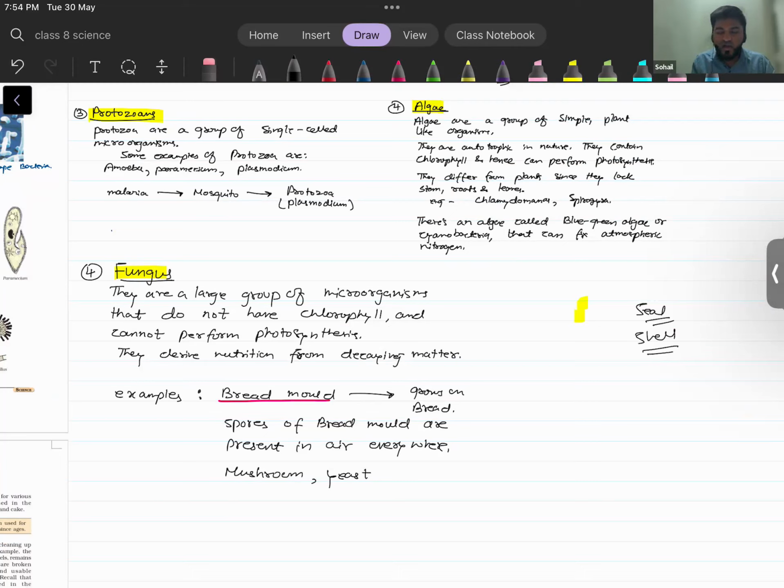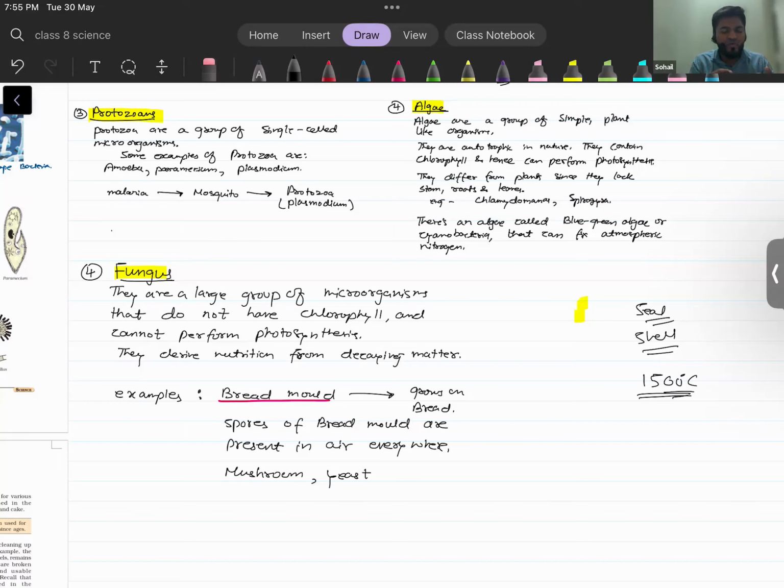Shell, the hard covering of the seal. So there was an organism that looked like a seal. It had a shell made of iron, and its shell can sustain temperatures up to 1500 degrees Celsius. Remember, a person will die if the temperature is 50 to 60 degrees. He or she will die. But there's a seal living in a volcano which is not so active.